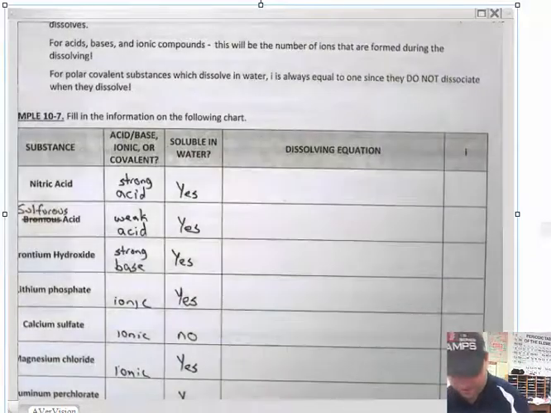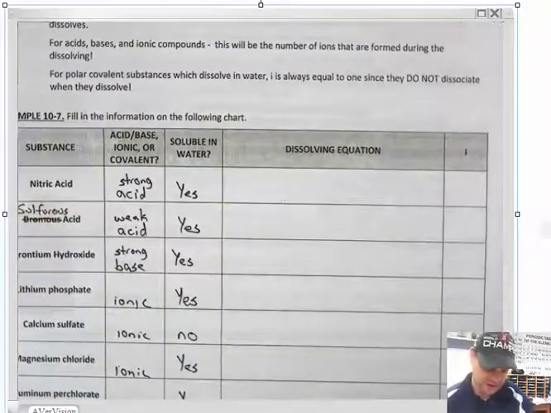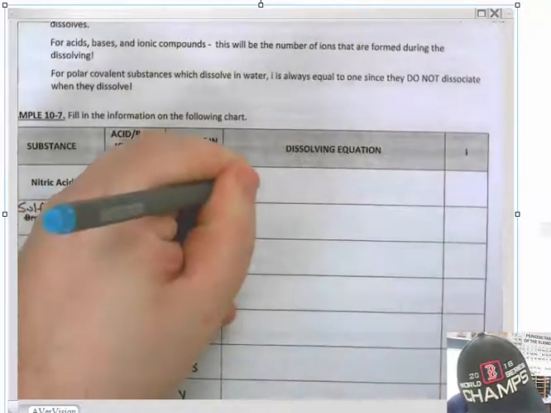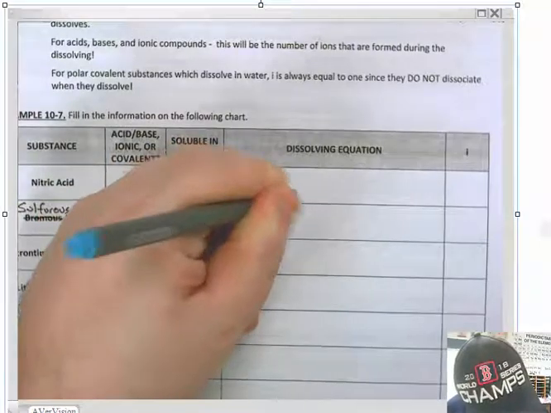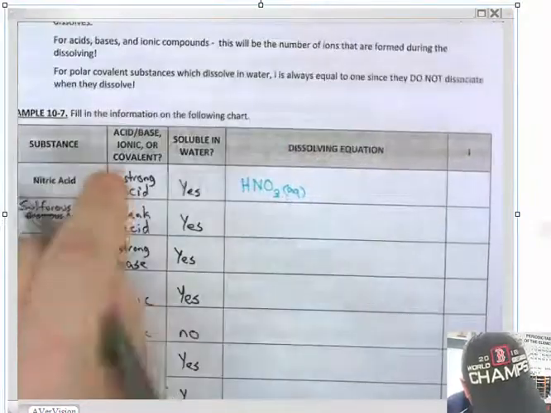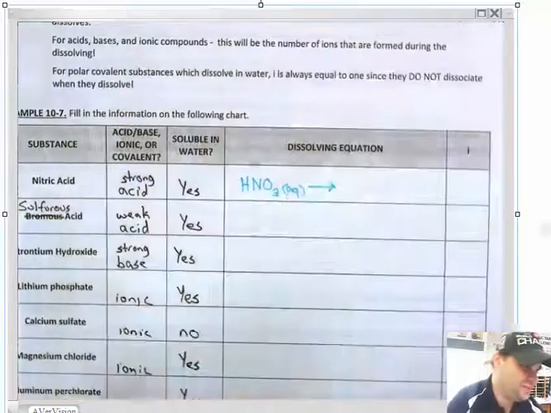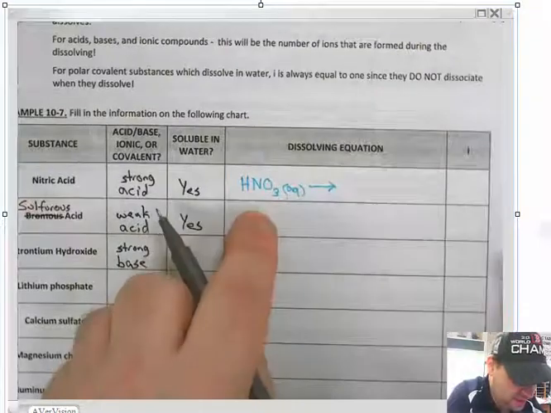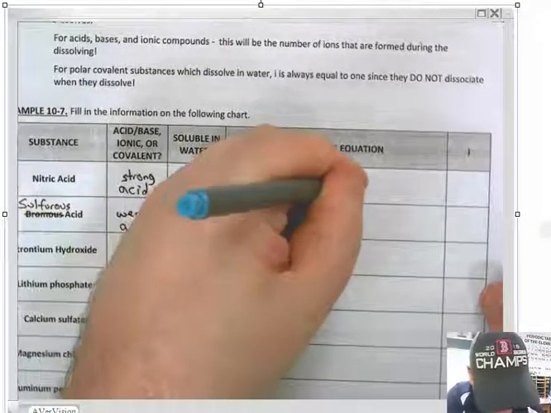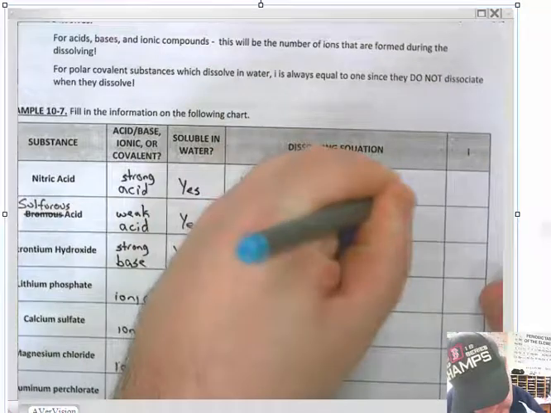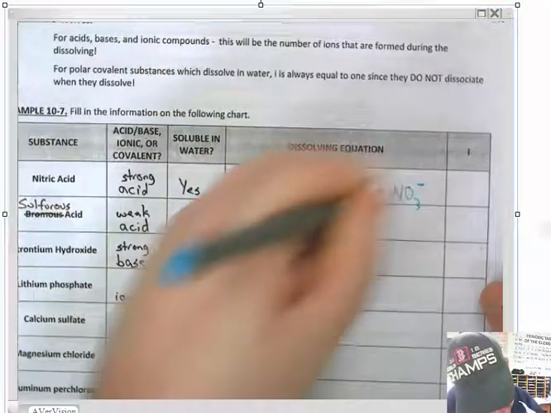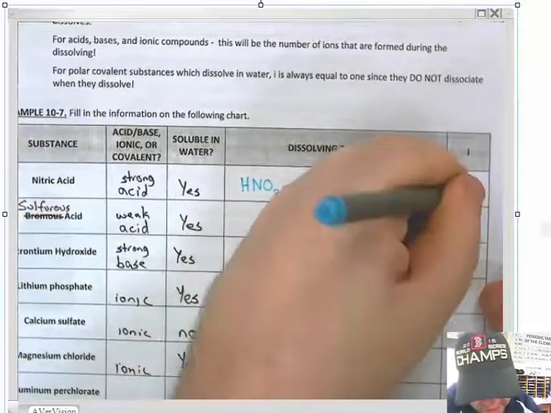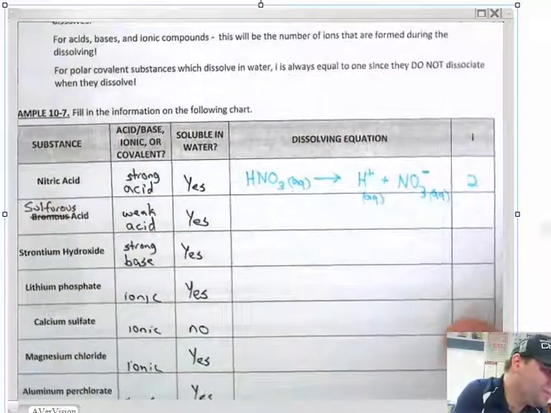Nitric acid. Remember, this is the acid of nitrate. So we have HNO3, which is aqueous. This is a strong acid, so this is a one-way arrow like that. What 2 ions is nitric acid going to dissociate into? H plus and NO3 minus. These are both aqueous. So this is 2 ions.